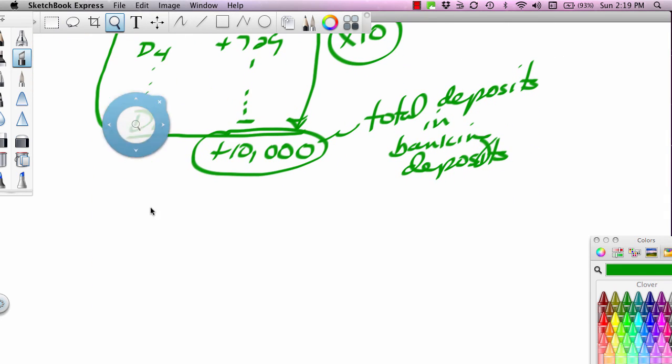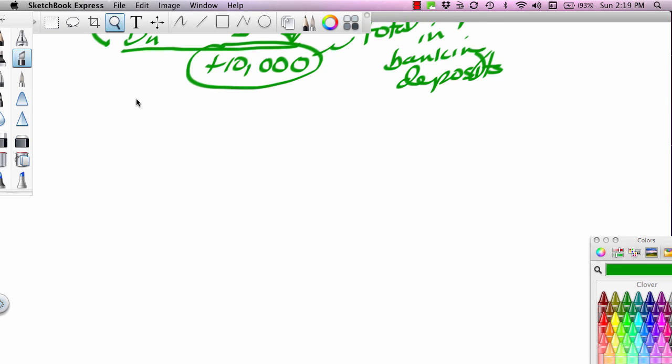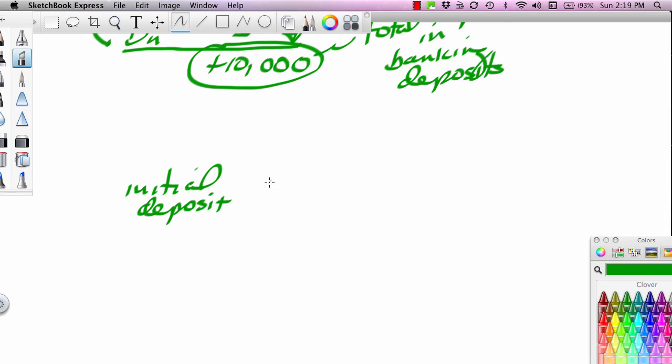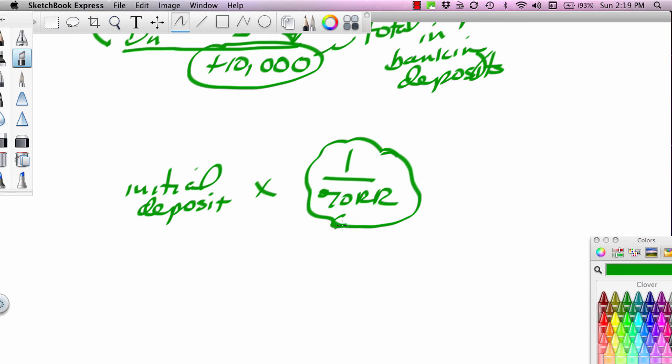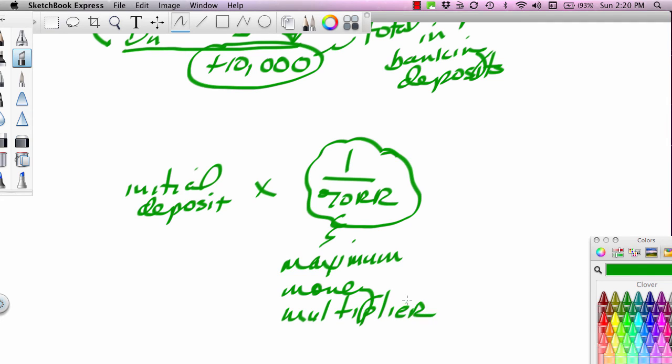I want to show you the formula that allowed me to calculate that $10,000. So if you take the initial deposit, multiply it by 1 over the percentage reserve requirement, this thing has got a name. This is called the maximum money multiplier. The actual multiplier is never this large. I'll talk about this in a later lesson in the next video.